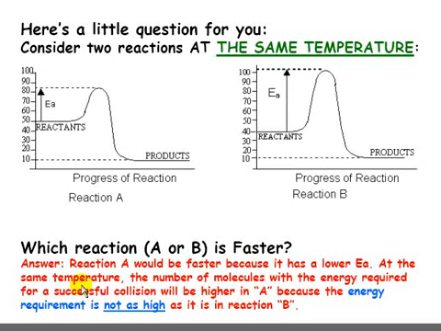The answer is reaction A would be faster. It has a lower activation energy. At the same temperature, the number of molecules with the energy required for a successful collision will be higher in A because the energy requirement is not as high as it is in reaction B.